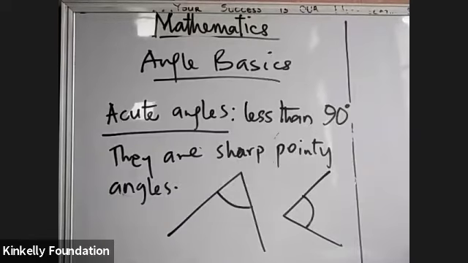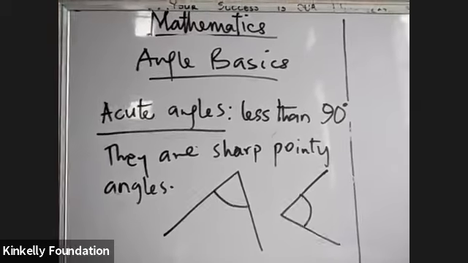Now we say that under angle basics, we have what we call acute angles. These are angles that are less than 90 degrees. They are sharp, pointy angles. See the diagrams of acute angles. Examples of these angles include what?